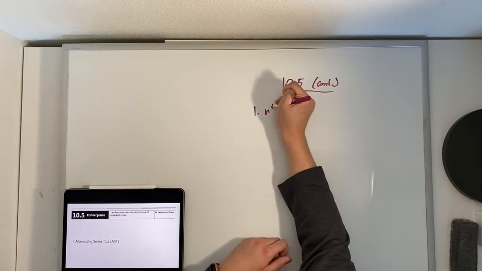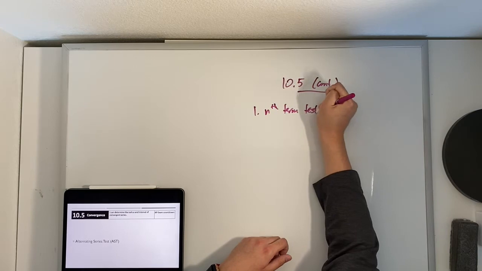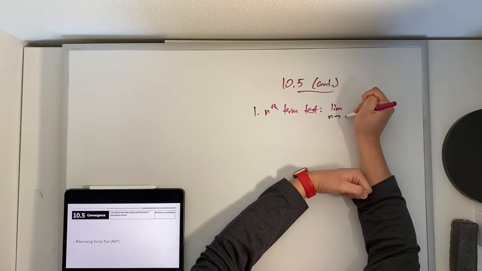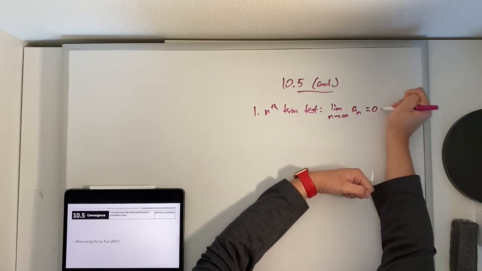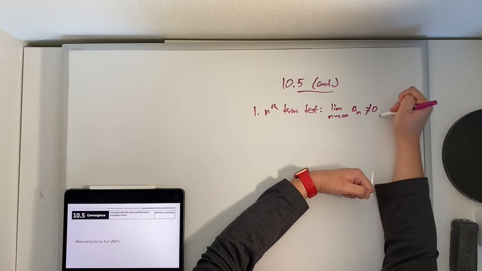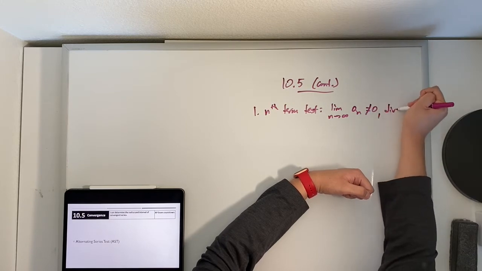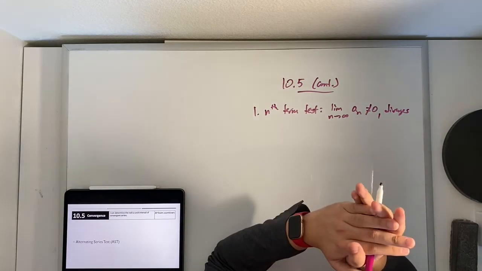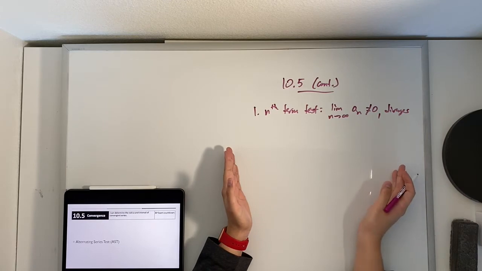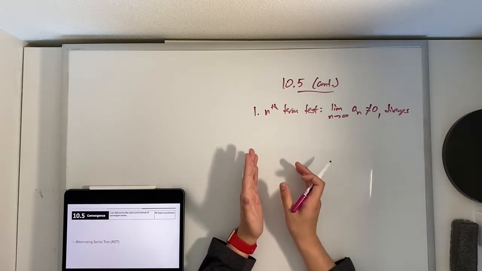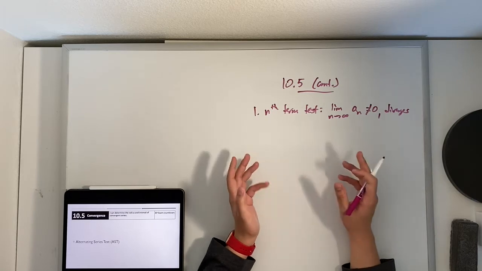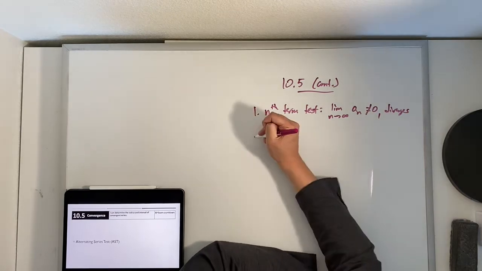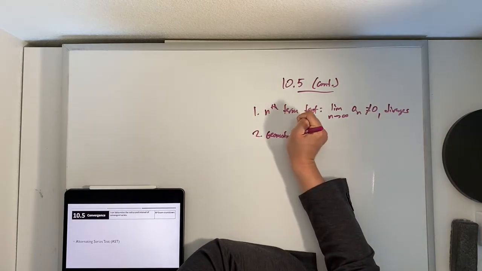Remember, the first was the nth term test. And this told us that if the limit as n approaches infinity of the nth term of a series does not equal 0, then the series diverges. And conceptually, remember, this is saying that if there's not some point in our series that we start adding 0, then our sum is just going to continue to grow, so it will never actually converge upon any specific value. We also talked about geometric series.